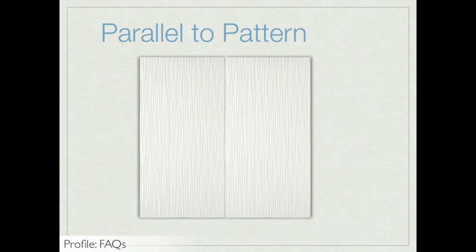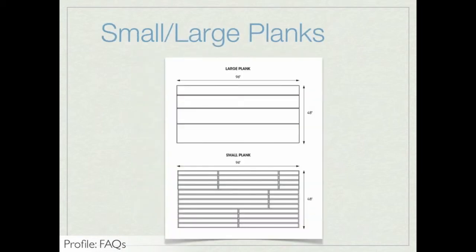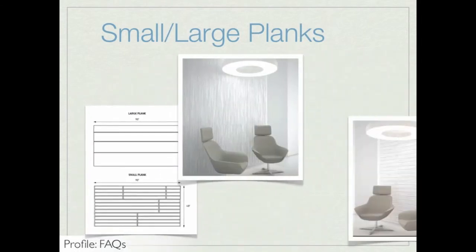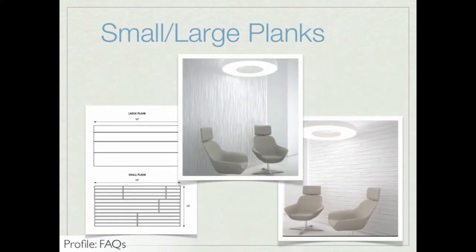Another method is to specify the panel in either small plank or large plank. This way, with the 4x8 panels in smaller pieces, the seams will become part of the design. Lastly, panels can be specified as unfinished. Then, after installation, the seams can be finished and painted for a seamless application.